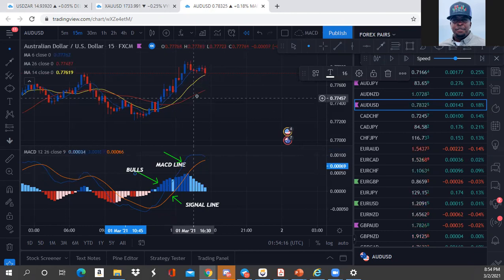Also, we look at this right here. What does this red line mean when it's on the bottom? What is that telling you already? What are you looking for?